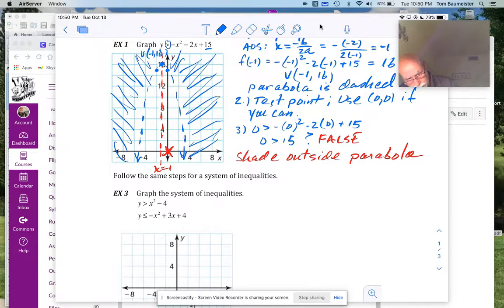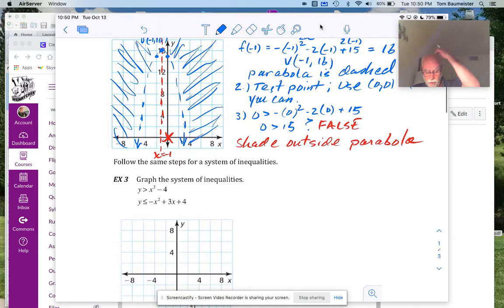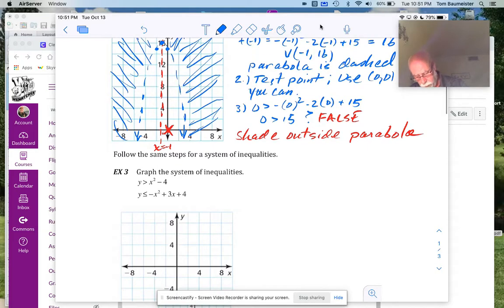Now example 3, I'm skipping a word problem here. We're going to follow the same steps for a system of inequalities. On a system of inequalities, we're going to graph y is greater than x squared minus 4, and then y is less than or equal to negative x squared plus 3x plus 4. So step 1, we're going to look at both of them. I'm going to do each one by itself.